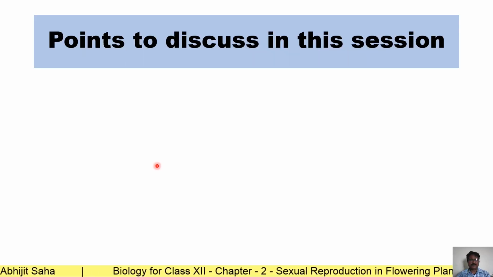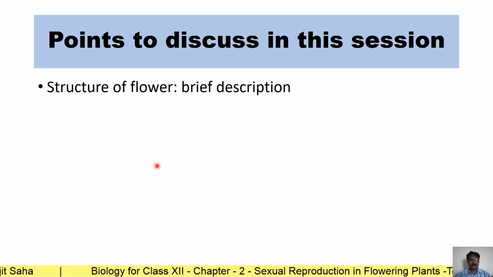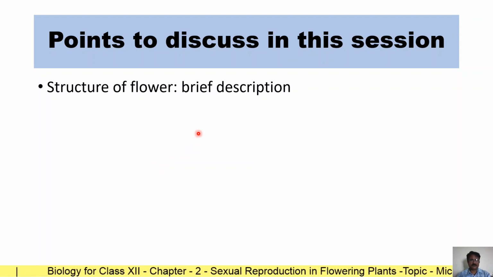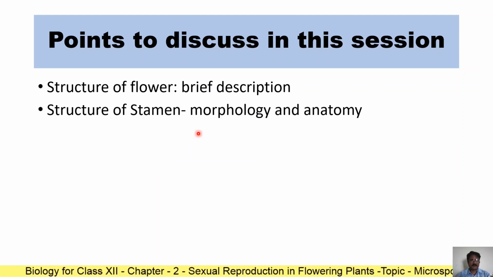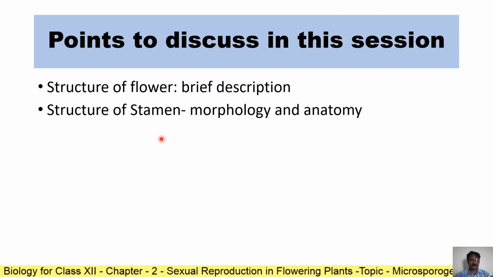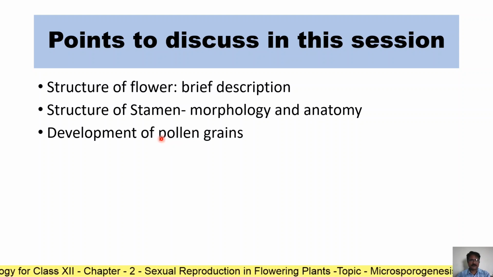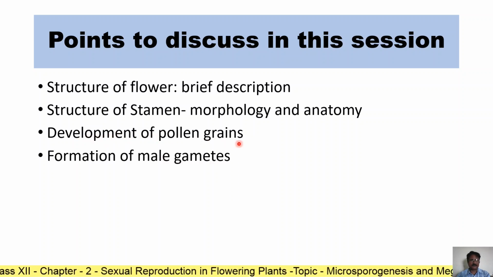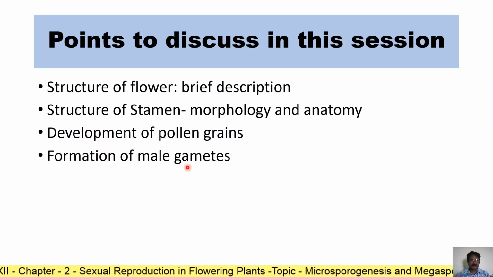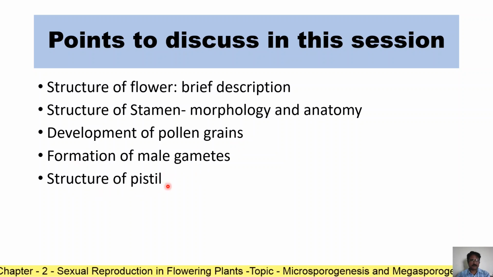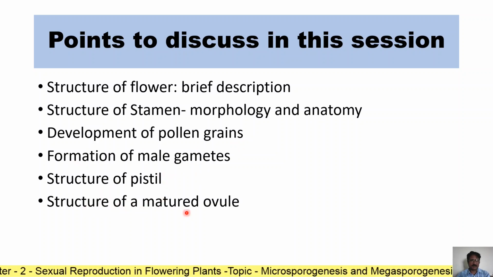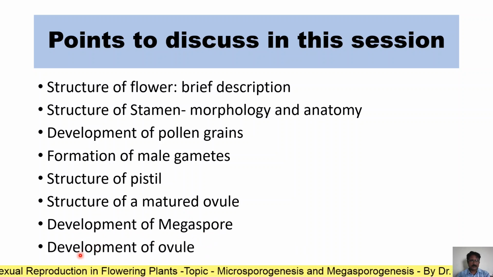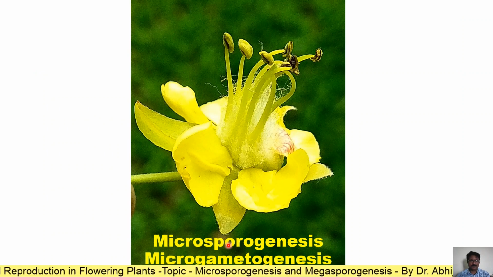What will we discuss today? Number 1, we will discuss the structure of the flower, but this description will be very brief. We will discuss the structure of the stamen, its morphology and anatomy. We will study the development of pollen grains, formation of male gametes, structure of the pistil, structure of a matured ovule, development of the megaspore, and development of the ovule.